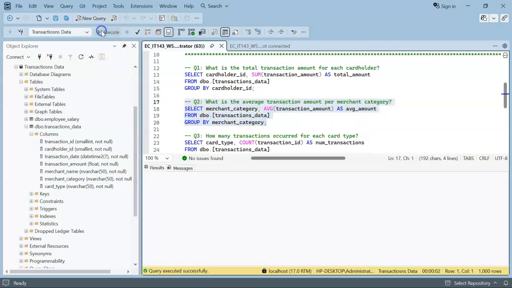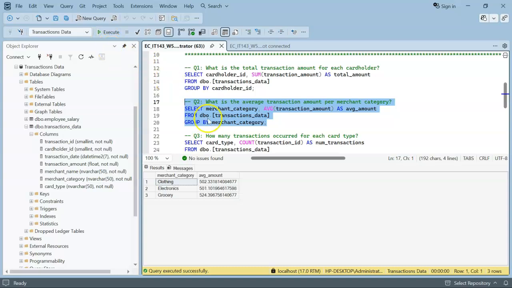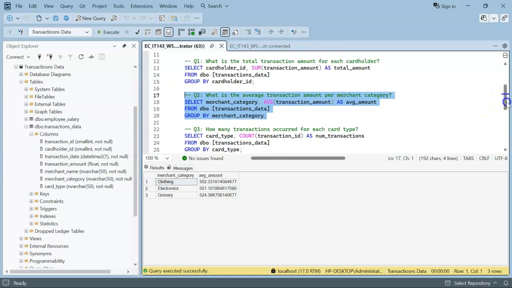Let's run it. What this query does is group transactions based on merchant category, then calculate the average transaction amount within each group by using average. This helps compare spending patterns across different categories. So now let's go to the third question.